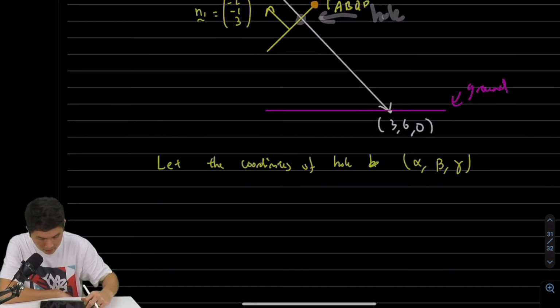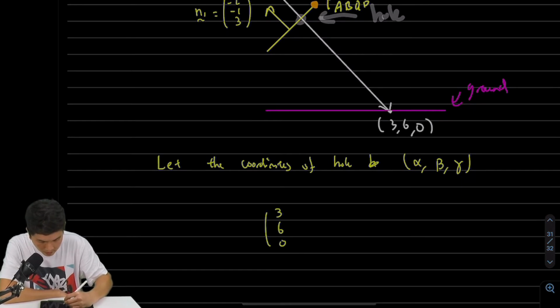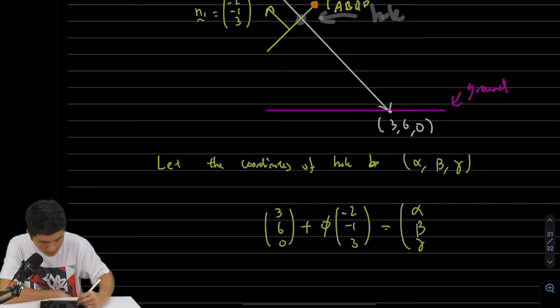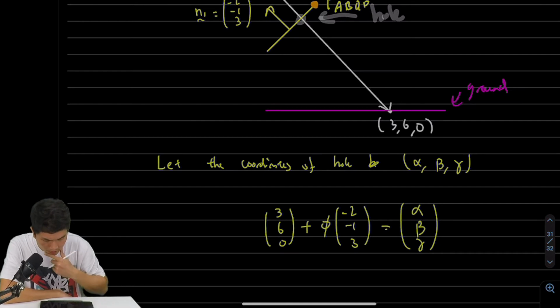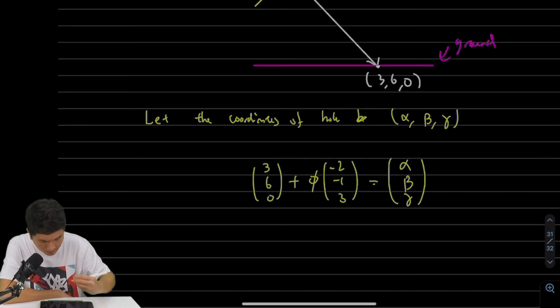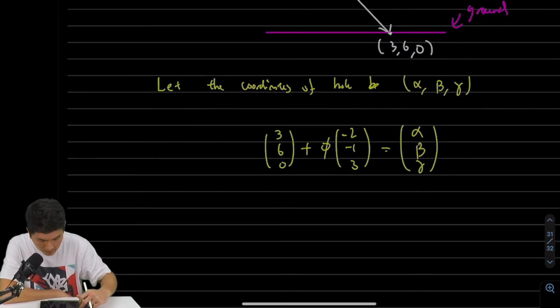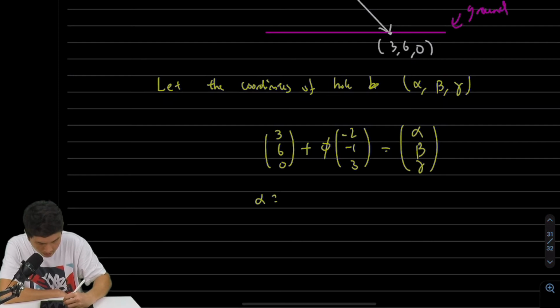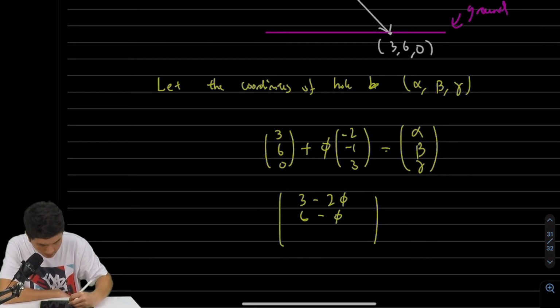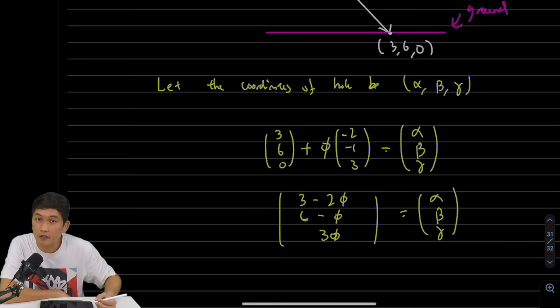Okay, then I can say that (3, 6, 0) plus some constant, maybe I can use phi, times my normal vector, will be equal to (alpha, beta, gamma). Let's write this down this way instead. So I can say this is (3 - 2phi, 6 - phi, 3phi), which is equal to my (alpha, beta, gamma), for some phi. There's some value of phi that makes this true.